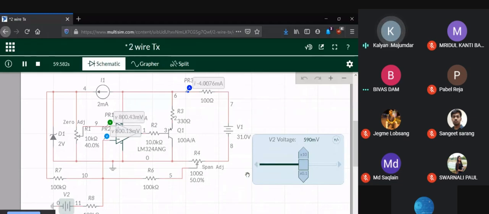So now if the input is 590 millivolts, the output is 4 milliamperes. Why? Because you have changed the value of Z. Here this was 30% in the previous attempt. Now it's been made 40%. So what you have done is you have changed the wiper position here.